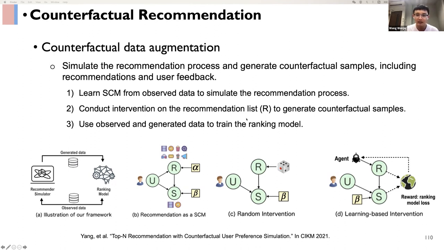It means that given the simulated recommender model, they will do some intervention over their generated recommendation list. And then they feed this counterfactual recommendation list to the user model. And the user model will generate some user feedback, right? But they all happen in a counterfactual world. They are in the simulation process. So they are called counterfactual samples. These counterfactual samples and the factual samples will be used to train a ranking model. So they will use both the factual and the counterfactual samples. Yeah, this is the whole idea.